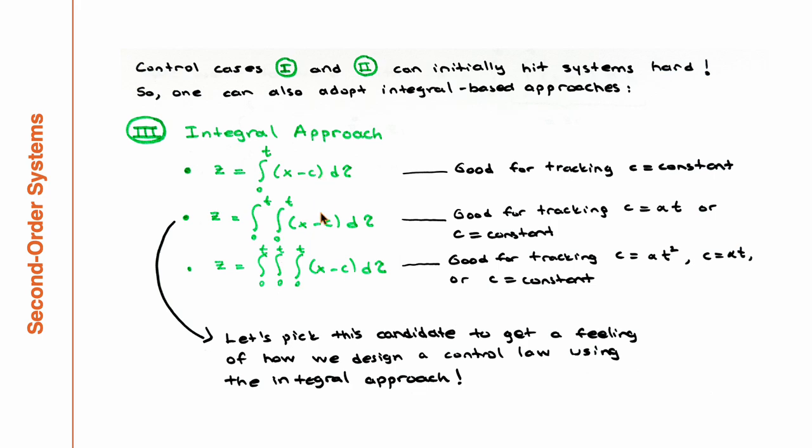Also, when you use an integral approach, as opposed to the controller types 1 and 2, it also gives a little bit of robustness to constant disturbances acting on your system. So without using any robust and adaptive control, integral will give you also a level of mild resilience against such disturbances. So you know what, to make the long story short, I am going to pick number 2. I just need to pick one of them to illustrate how we design a control using an integral approach. So I am picking this candidate.